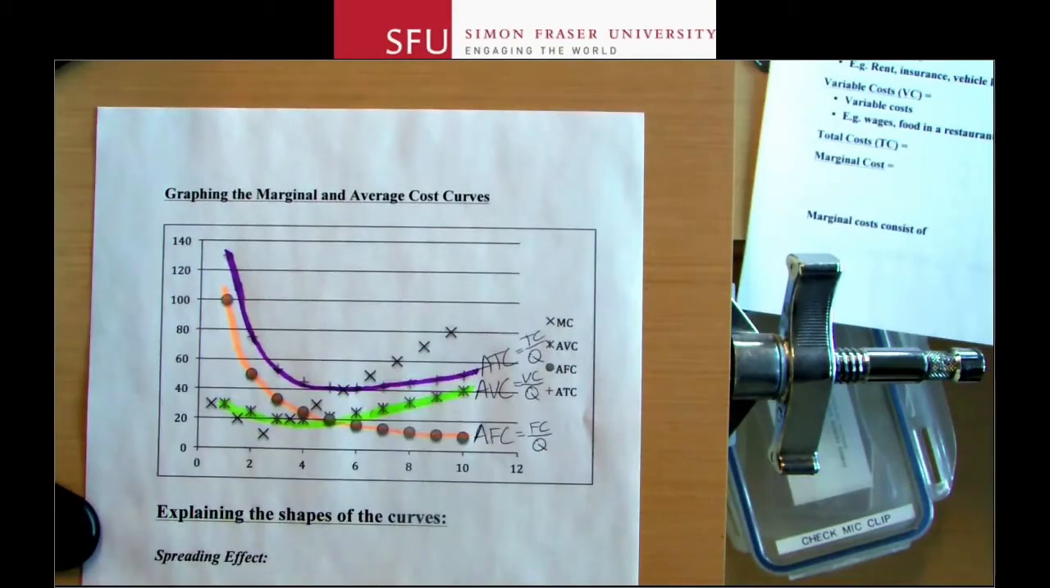Okay, so that's everything that we did already last week. Any questions about that? Yeah. What about the marginal cost? Yes, that's where we're starting today.